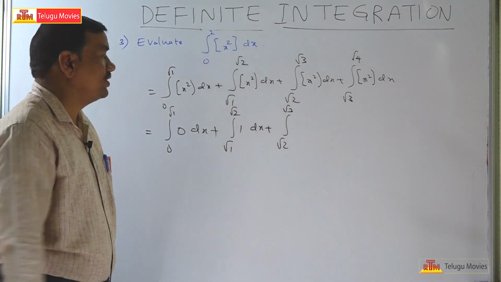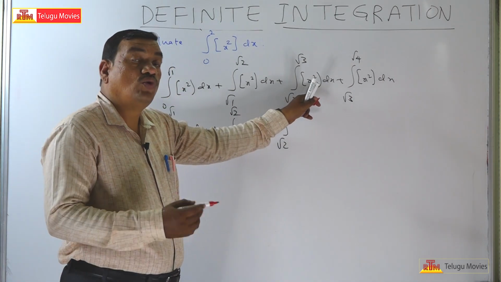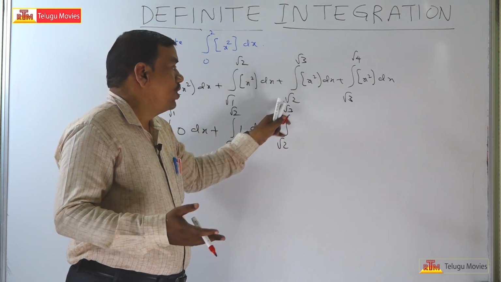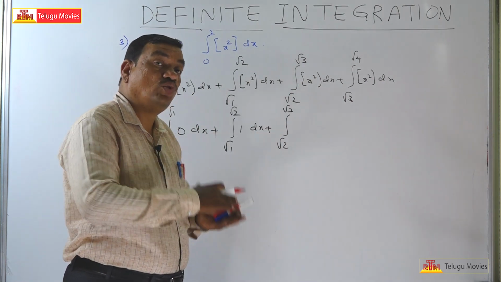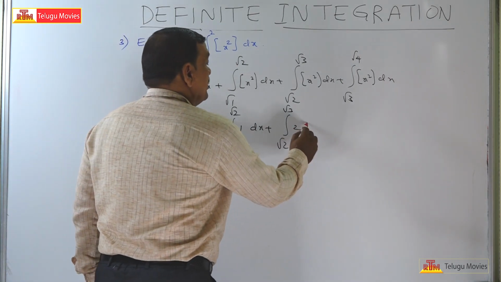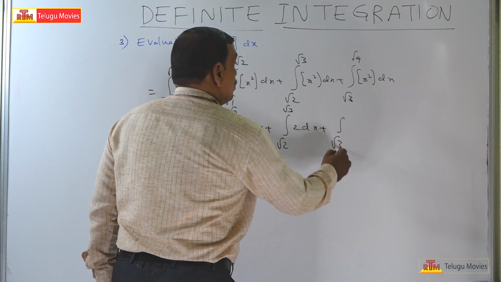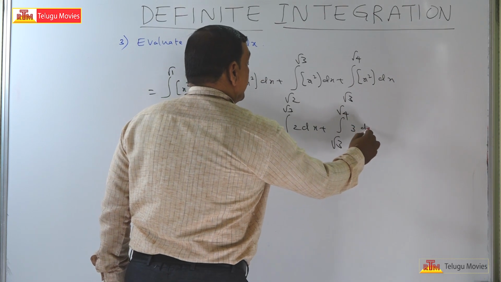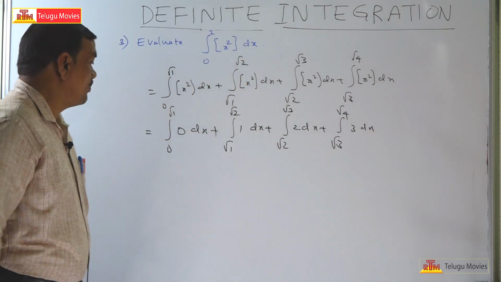Plus root 2 to root 3. From root 2 to root 3, what will you get? Root 2 whole square is 2, root 3 whole square is 3. From 2 to 3, what is the step value? 2. That is 2 dx. Obviously, root 3 to root 4 gives 3 dx. Understand? So almost the problem is over.